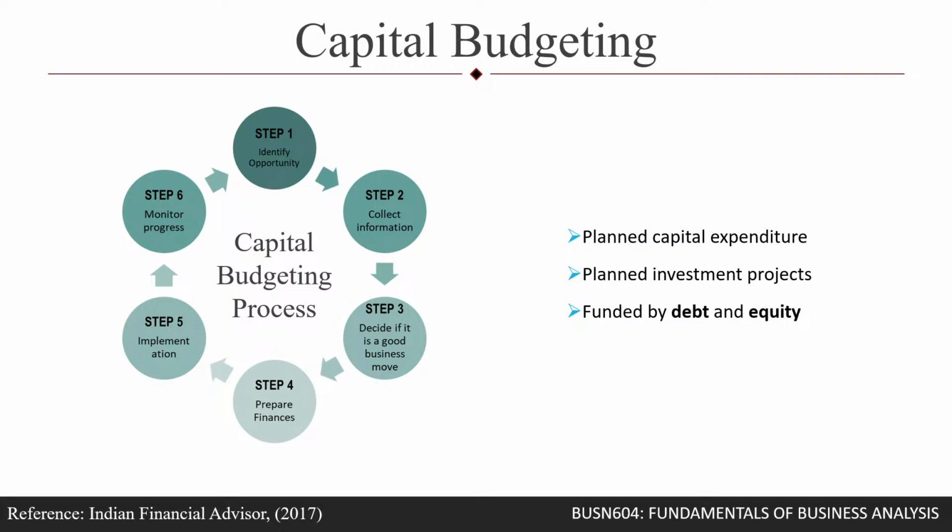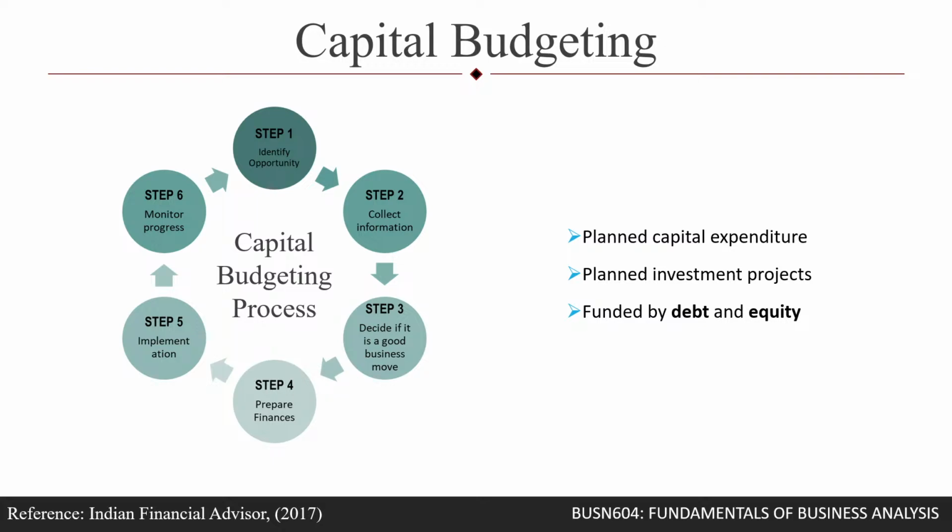Over here on the right, you can see this is a planned capital expenditure. So the goal of any organization is to generate capital, and the capital budgeting process allows decision makers to decide whether or not an opportunity is the right choice for them. Planned investment projects are then funded by debt and equity.